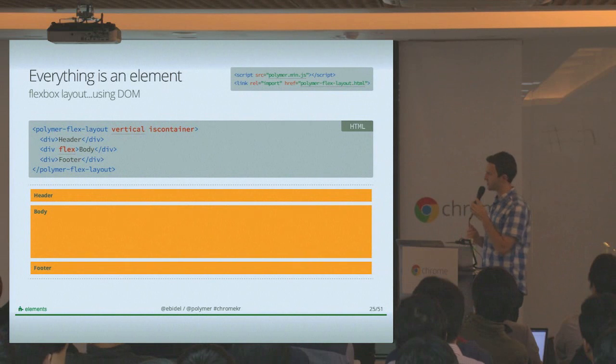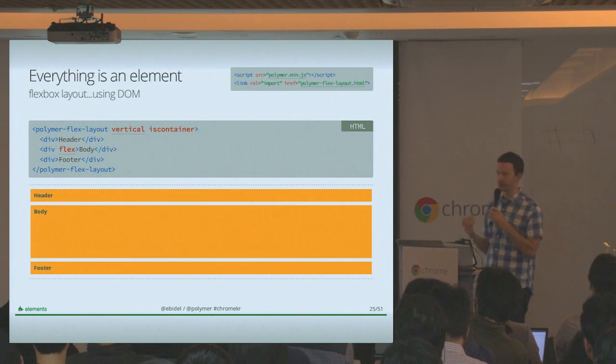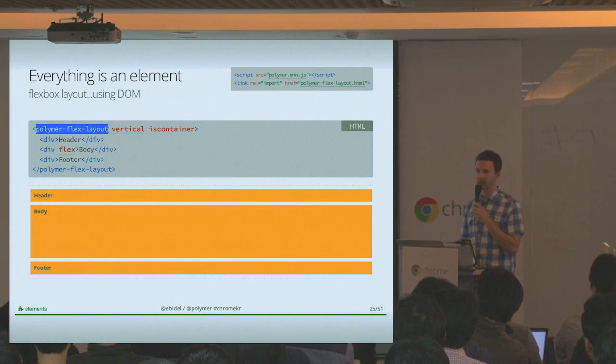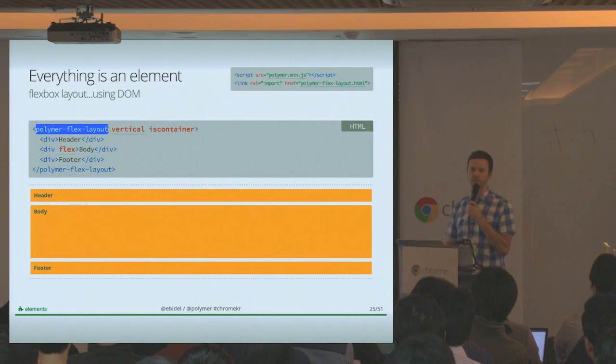Everything is an element. What about things like layout? Right, we have CSS for layout. What if we made that more declarative? Something like this. So we have a Polymer Flex layout element that we've created. And these are ideas we're sort of toying with, right? What does a web component look like that is sort of a utility element? It's responsible for managing its children.